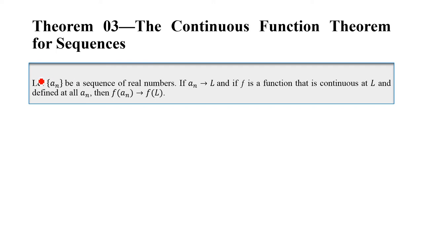Now the continuous function theorem for sequences. Let a_n be a sequence of real numbers. If a_n approaches L, that is, this sequence is a convergent sequence and its limit is L, and if f is some other function that is continuous at L, the limiting value, and defined at all a_n, then f of a_n approaches f of L, right? f of a_n approaches f of L.